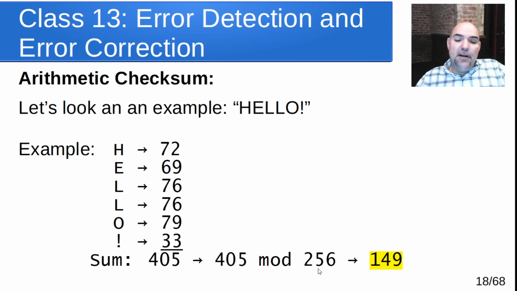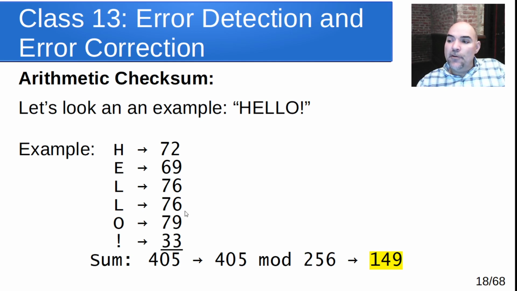The remainder of a division of any number is going to be between 0 and 1 less than that number. So this is guaranteed to give us a resulting value that's in the range 0 to 255, which will fit in 1 byte. In this case, it comes out to be 149. So that's our 8-bit checksum that comes out of this.